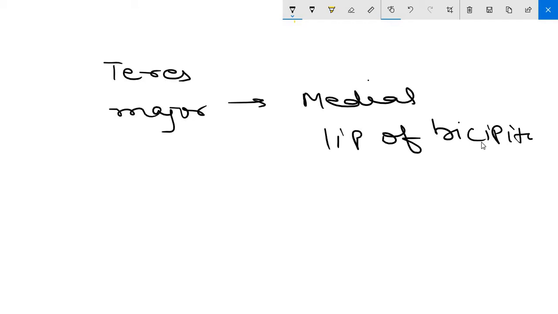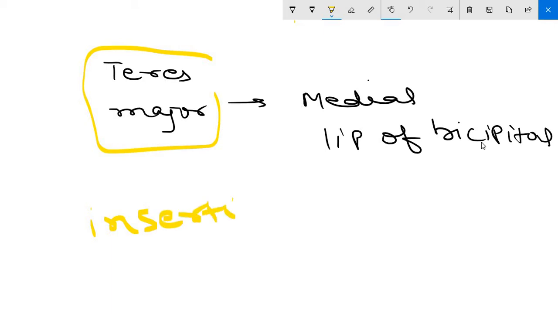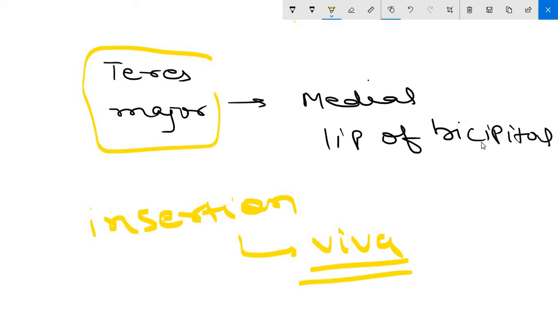So the insertions of these muscles are very important. I am again saying, the insertion of the muscles is very important from your Viva point of view. Short notes and long notes rarely come on this topic, but Viva questions are very important. Clear? Now we are moving to the next part of the discussion.